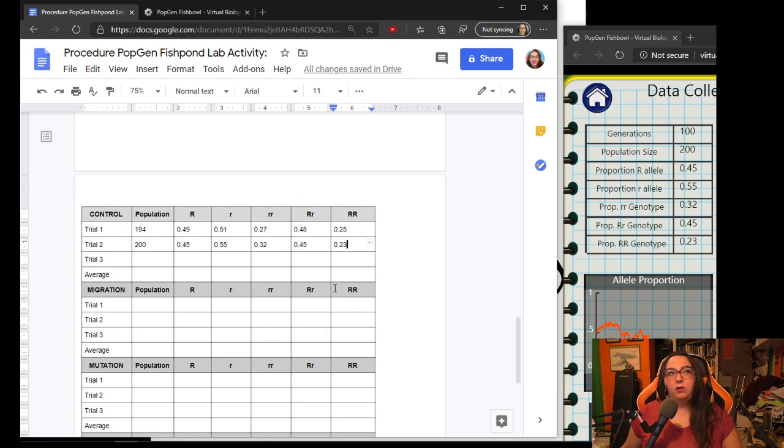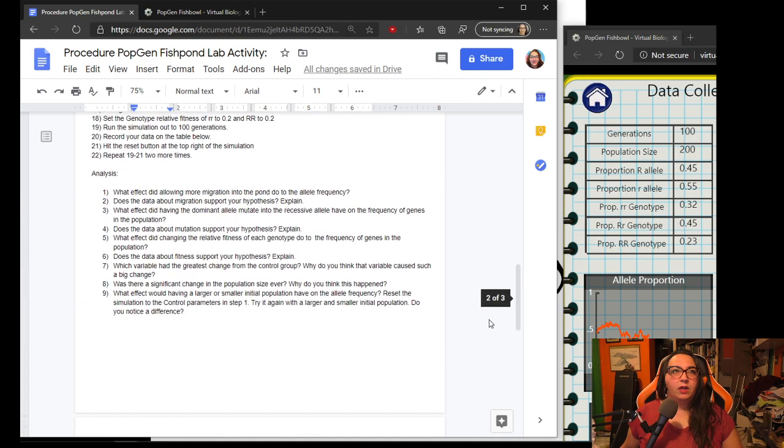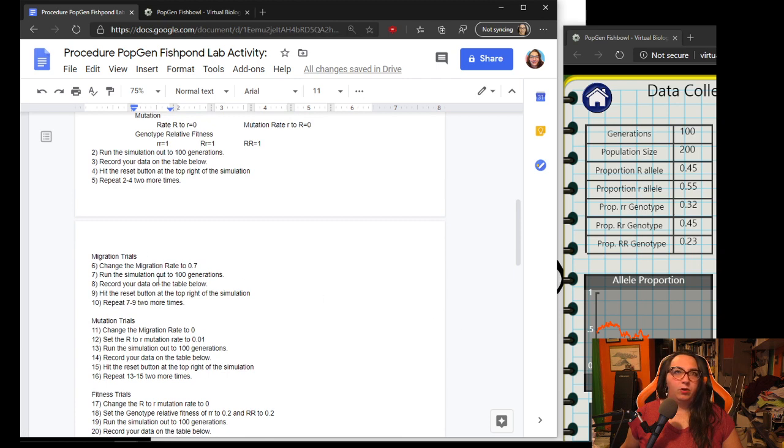If you get an outlier, you get an outlier. That's why we're doing trials. That's why we're taking an average. Okay, that's all in your procedure. I'm not going to do all three of them, and I'm going to delete this data before I forget. Next step of the procedure is to go to the migration trials.